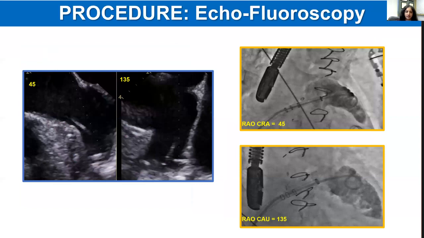And then the rest of the procedure becomes a combination of echo and fluoroscopy, really integrating these two technologies to place this device effectively. And I've just given you an example of what the corresponding fluoro views are for echo. So the 45-degree view of the left atrial appendage corresponds roughly to the RAO cranial view on fluoroscopy, and the 135 view of the left atrial appendage corresponds very closely to the RAO caudal view.